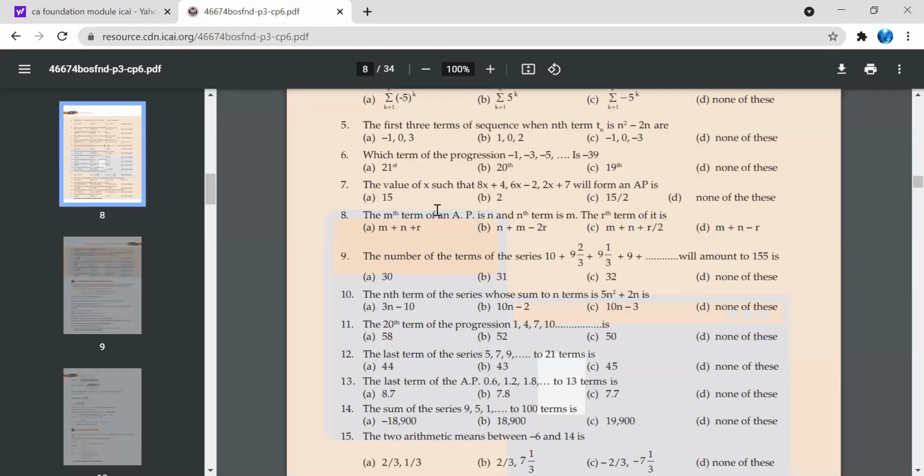The mth term of an AP is n and the nth term is m. Find the rth term. The mth term is n and the nth term is m. You have to find Tr.